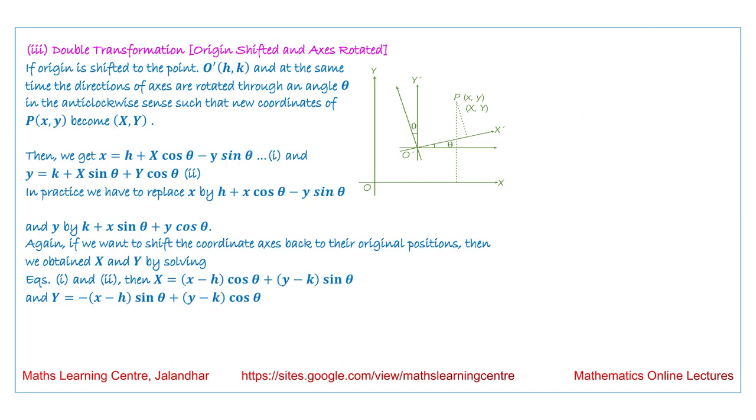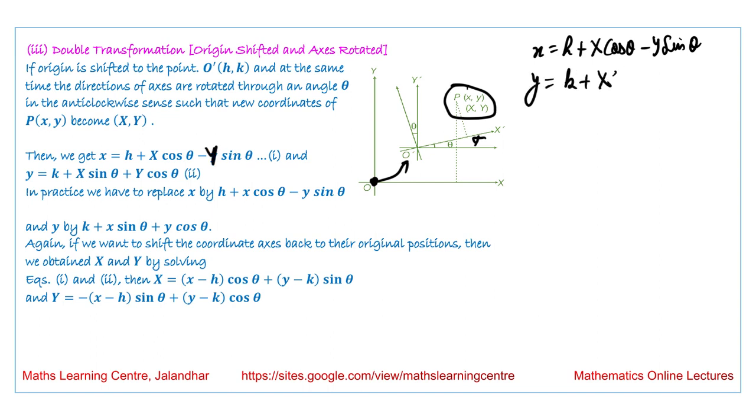Next is double transformations. We are saying that both the transformations are happening: the origin is shifted to the point O dash and the axes are being rotated. So, if we shift the origin, we are saying the original point is P(x, y). So, the value of small x we will obtain is h plus capital X cos theta minus capital Y sin theta, and the value of y we obtain is k plus capital X sin theta plus capital Y cos theta.